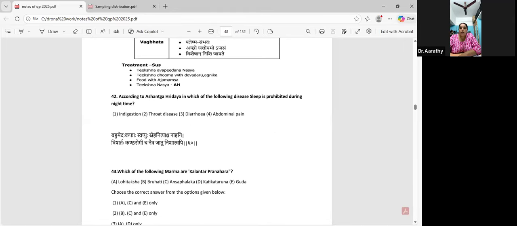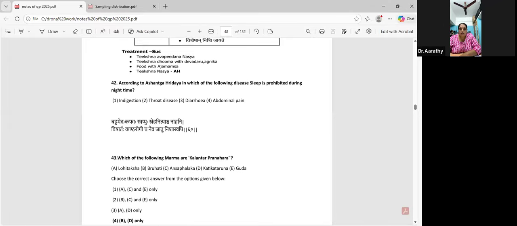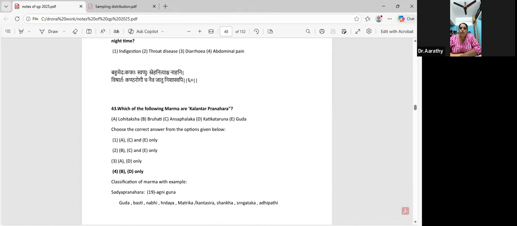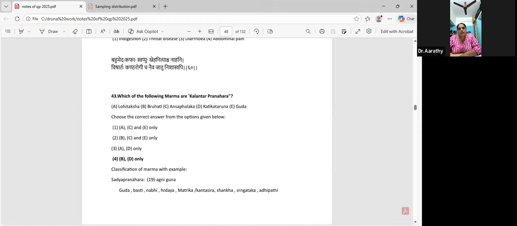Then 42, according to Ashtanga Hridaya, which of the following diseases sleep is prohibited during night time? Vishartaha and Kantharoga, sleep is prohibited even in the night time, right? So that was a direct question. Then 43, which of the following marma are Kalantara Prana? Marma is a highly volatile topic, but very easy to study, actually.